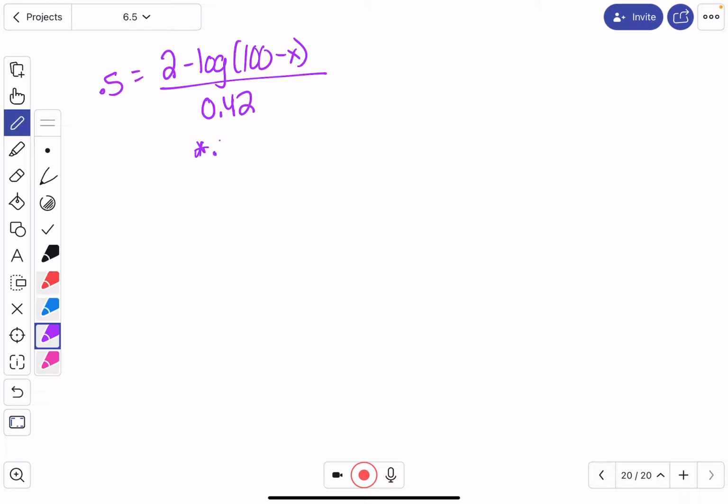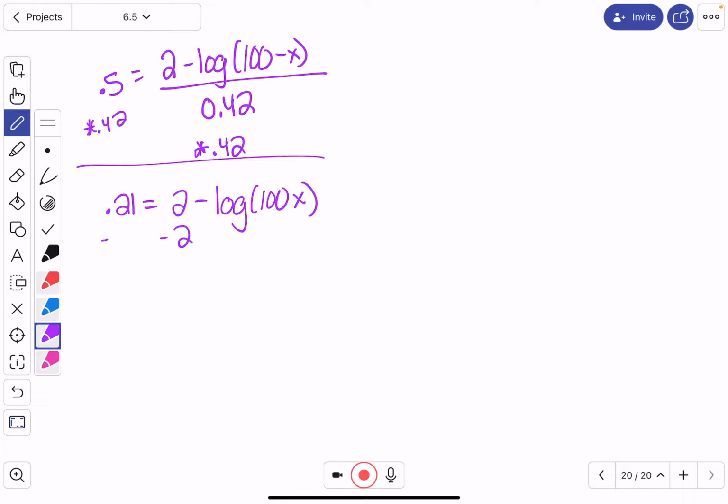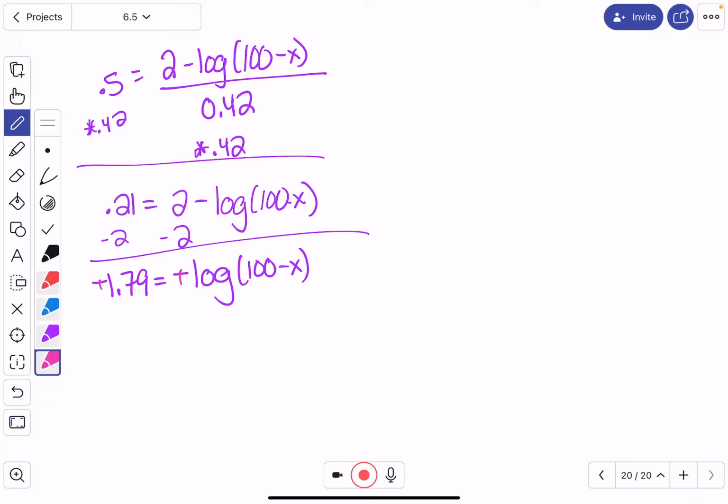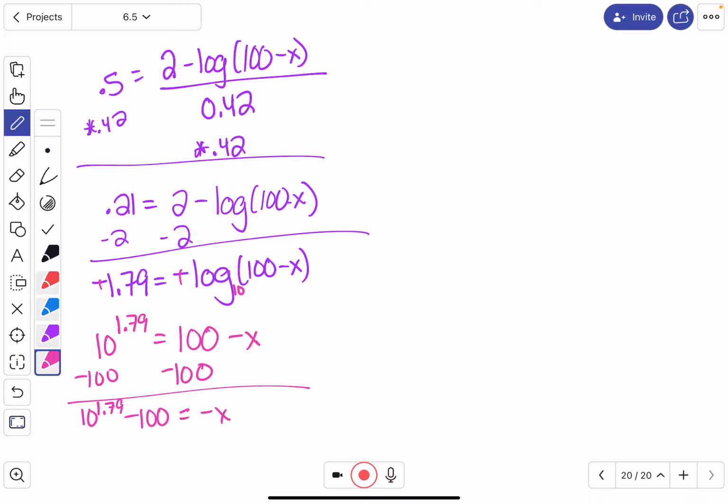So we're going to multiply both sides by the denominator. So we get 0.21 equals 2 minus log 100 minus x. Subtract 2 from both sides. Negative 1.79 equals negative log 100 minus x. Make both sides positive. Now, remember that's a base of 10. So 10 to the 1.79 equals 100 minus x. Subtract 100 from both sides. So 10 to the 1.79 minus 100 equals negative x.